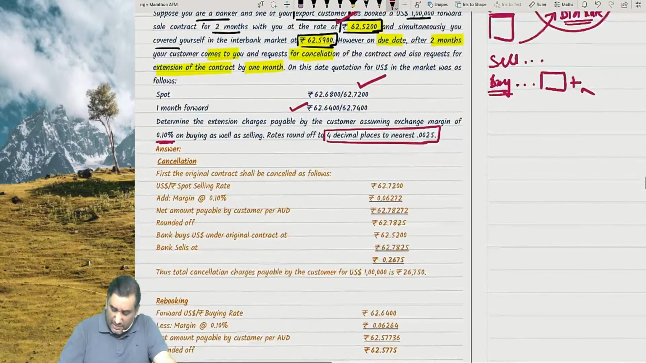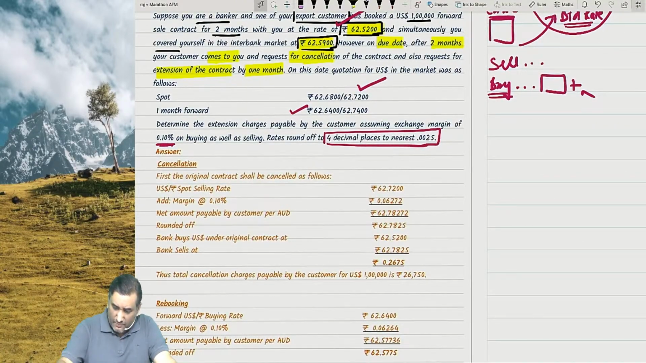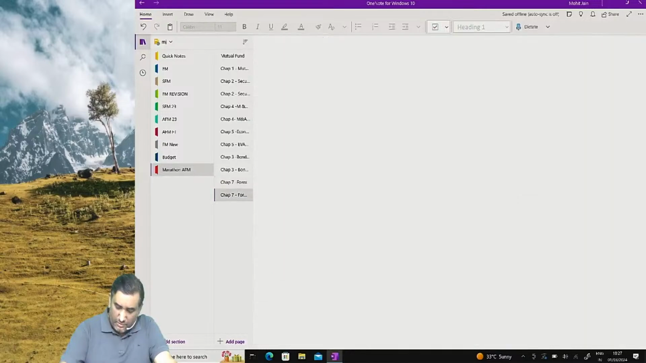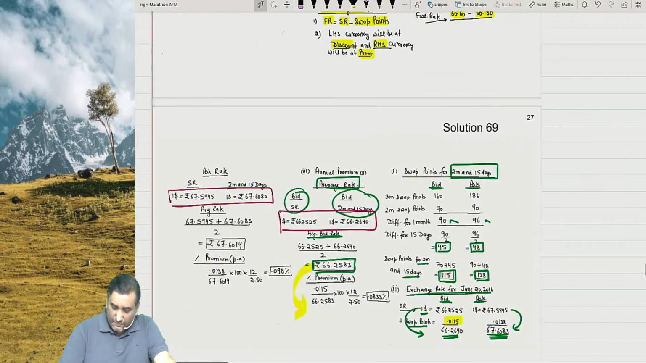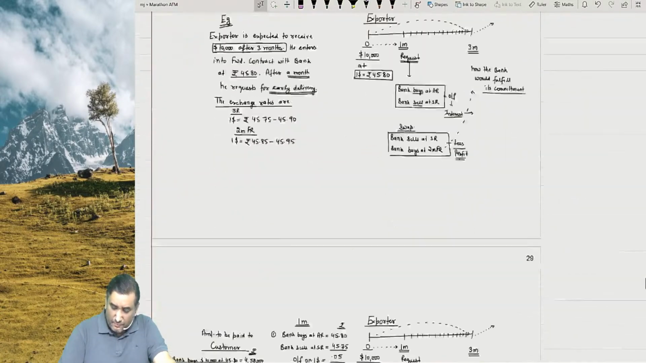One answer is given here. I think there could be a slight change in the answer. I don't know. The answer I can show is how you will present it in the exam. Question number 58.